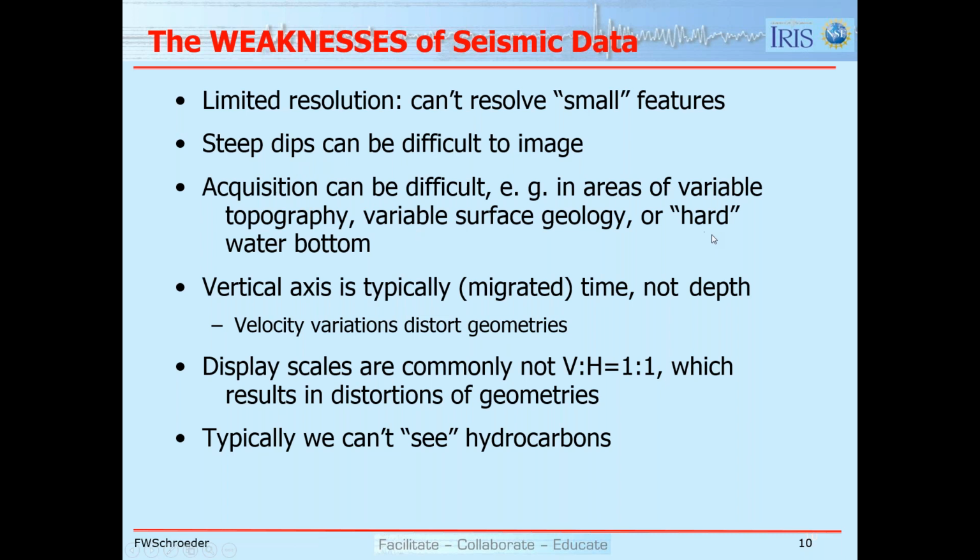The vertical axis is typically migrated two-way travel time, not necessarily depth, unless your seismic data has been processed such that the vertical scale is in feet or in meters. And as I mentioned, because velocity overall increases with depth, we're going to get distortions on what the vertical to horizontal ratios are. The display scales commonly are not one-to-one, and so the geometries are distorted. And typically we can't see hydrocarbons directly. We look for evidence for where the play elements all seem to be favorable, and that's where we would drill our exploration wells.